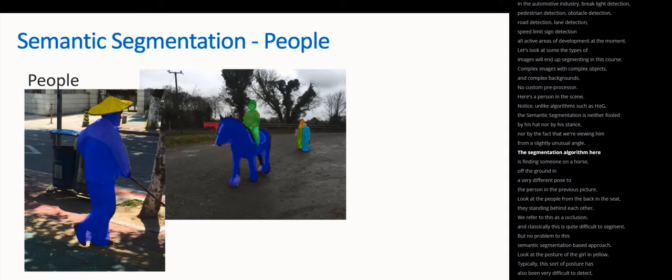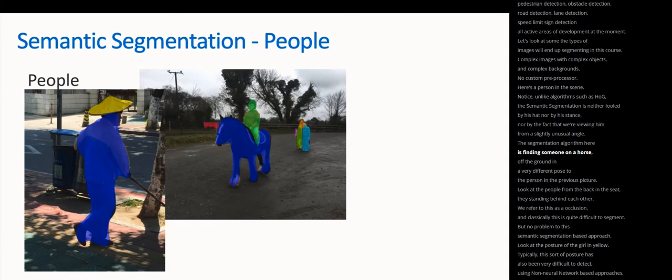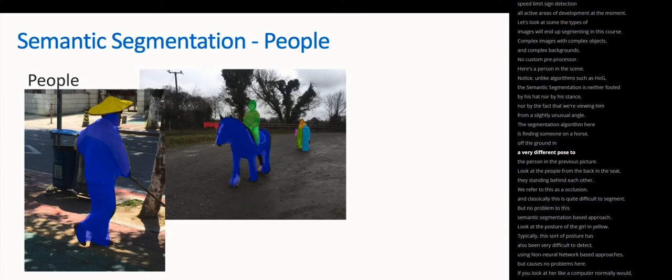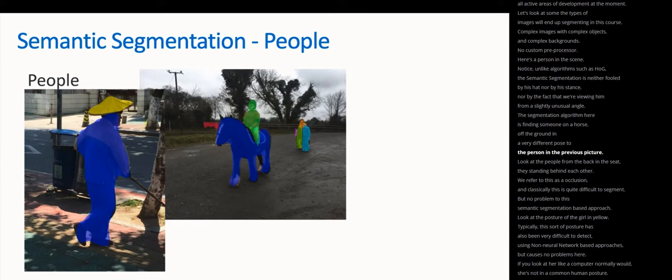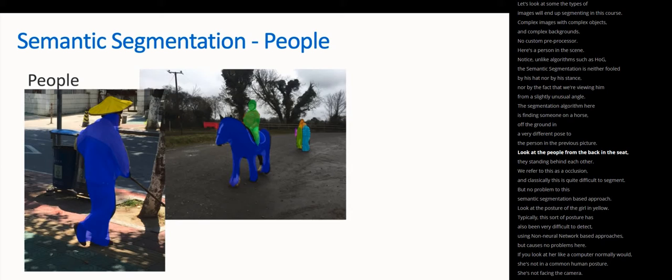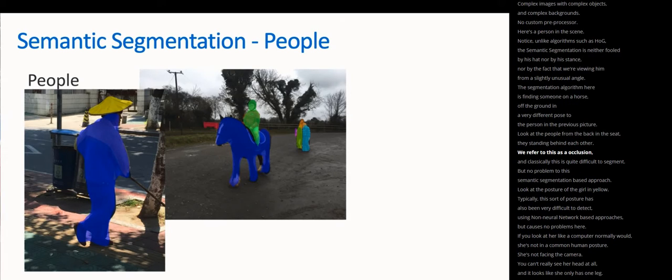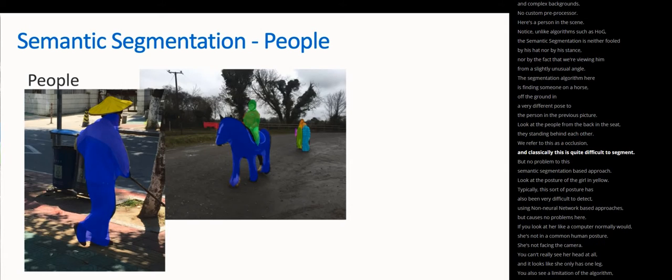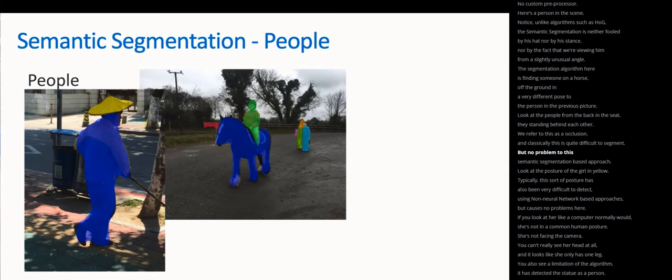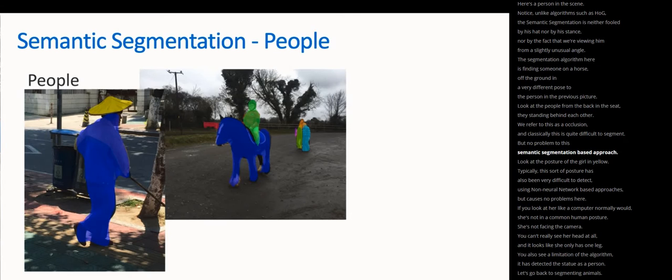The segmentation algorithm here is finding someone on a horse, off the ground, in a very different pose to the person in the previous picture. Look at the people further back in the scene. They are standing behind each other, and we refer to this as occlusion. And classically, this is quite difficult to segment, but no problem to this semantic segmentation-based approach.